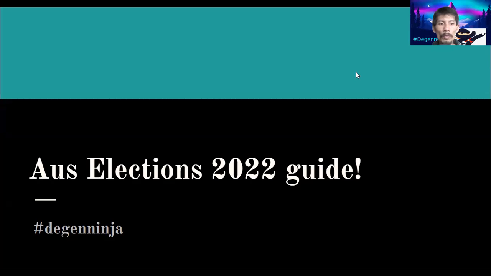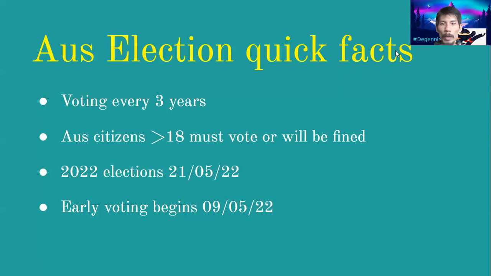Hi guys, I'm doing a deep dive into the Australian elections upcoming in about 2 weeks' time. So just some quick facts about the Aussie elections. Voting is every 3 years in Australia. Any Australian citizens over 18 must vote. It's compulsory or you will be fined.